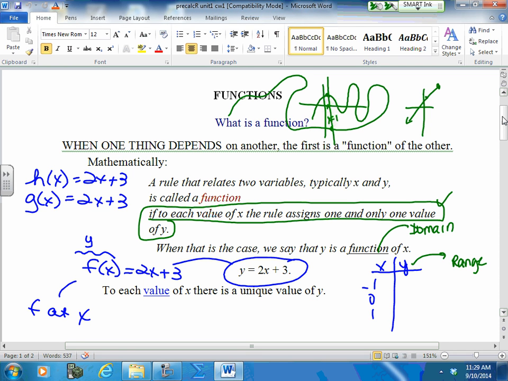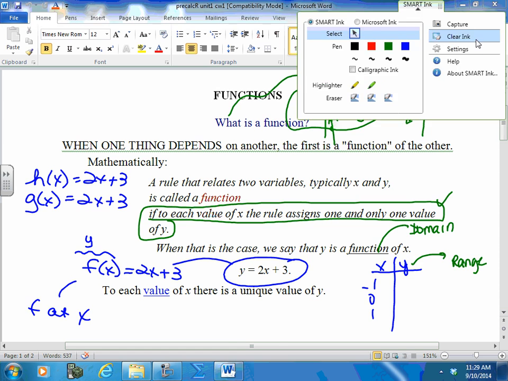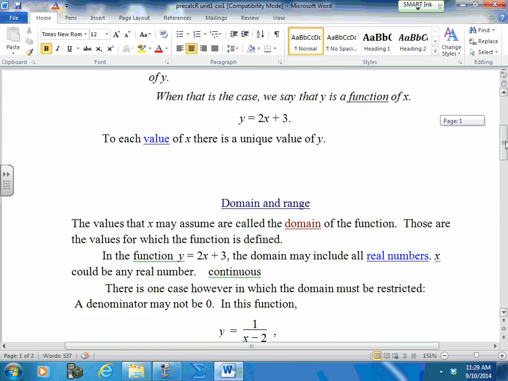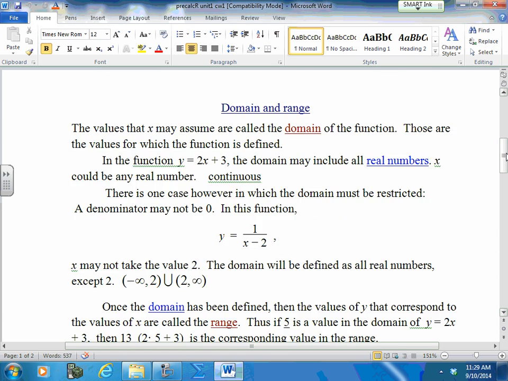Now you also learned a one-to-one relationship where every x has one y and every y has one x. The y's don't repeat. We're going to get to that when we get to inverses. Today I just kind of want to keep it simple, just for a function. So we're going to know that every x has one and only one y. And we're going to call all the values of x a domain. And we're going to call all the values of y a range.